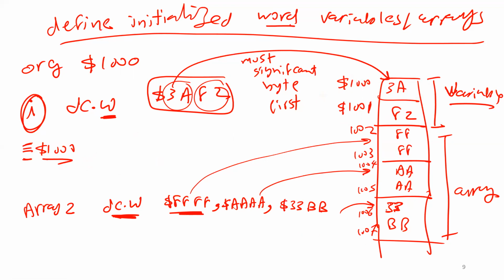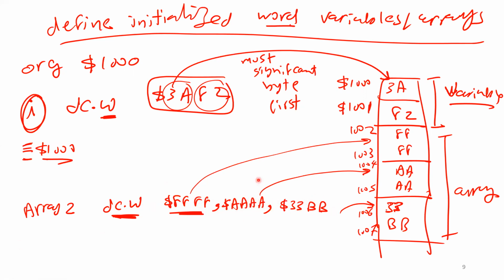So now, how can you make an array of words? Same thing as I explained before. Just put a name, whatever the name is, and then dc.w, same thing like this one, and then you can put more than 1 element here. So this is an array of words, and this array should have 3 values: 1, 2, 3 elements. This is the initial value for the first element. This is the initial value for the second element, and this one for the third element.